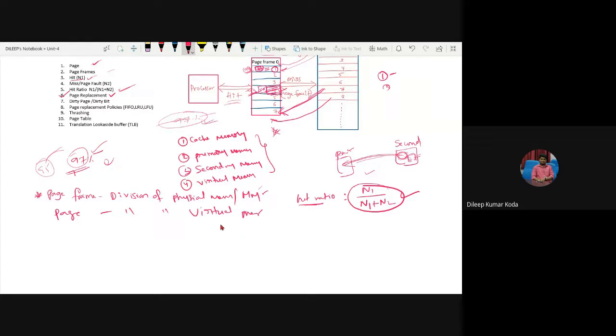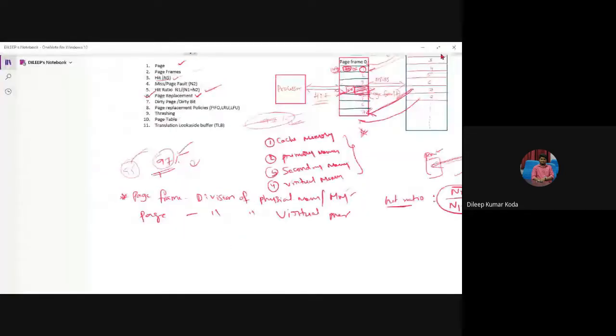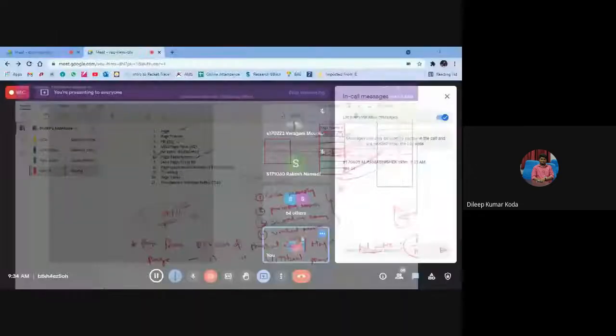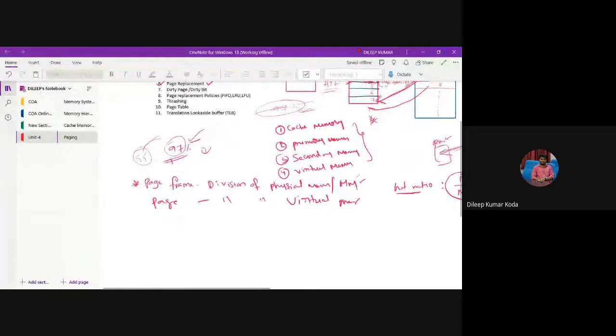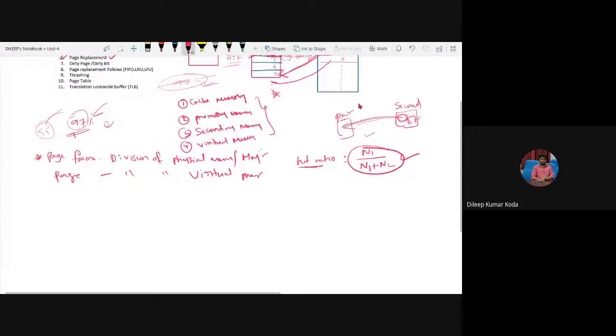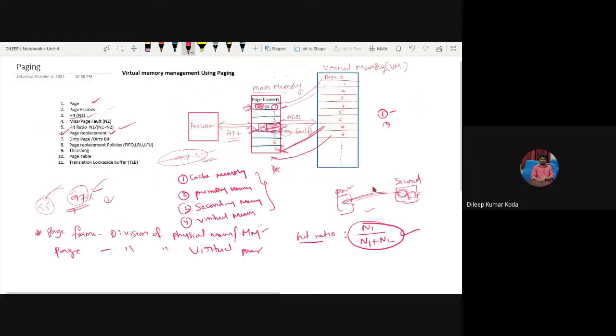But what is the next concept? Dirty page or dirty bit. Okay. A dirty page means you can simply say it's a modified page. Guys, please try to understand about a dirty page or dirty bit.